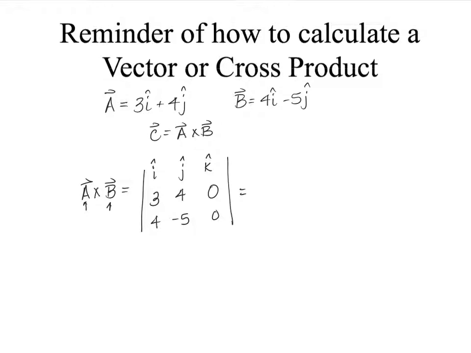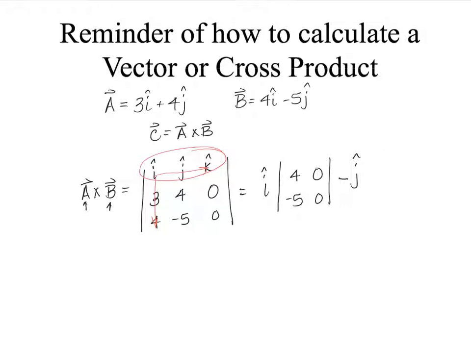Then what we do is we're going to expand about this row, which means that we're going to take each one of these unit vectors and multiply it by the determinant of a 2x2 matrix, which does not include the row or column that unit vector lies in. So let's see what we mean by that. For i, I've already drawn the row and column that we eliminate. We would be left with 4, 0, -5, and 0.